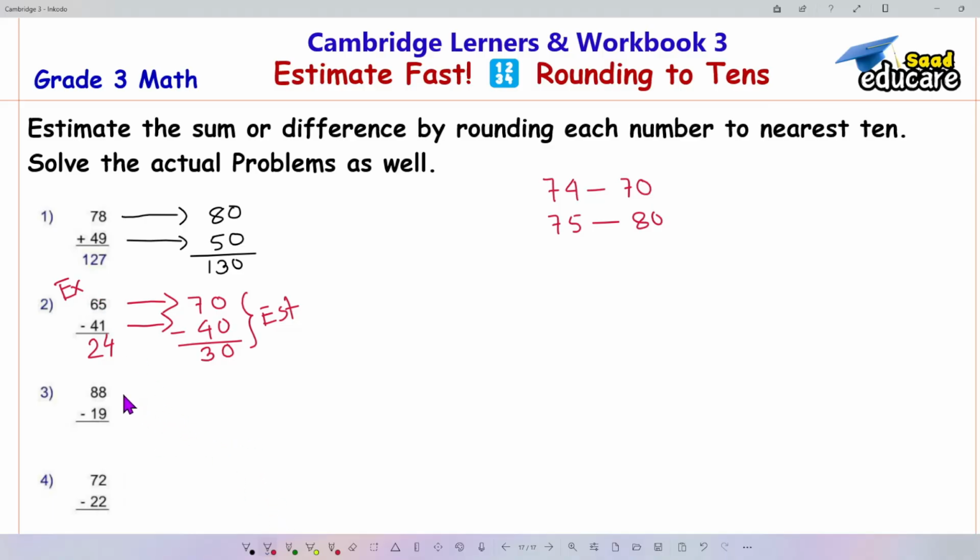Next, 88. Estimate value is 90. 19. Estimate value 20. So we will find the difference. 0, 9 minus 2 is 7. And what is the exact value? 8 minus 9 is not possible. So we should consider this one as 18. 18 minus 9 is 9, carry 1. So 8 becomes 7. 7 minus 1 is 6. Right?